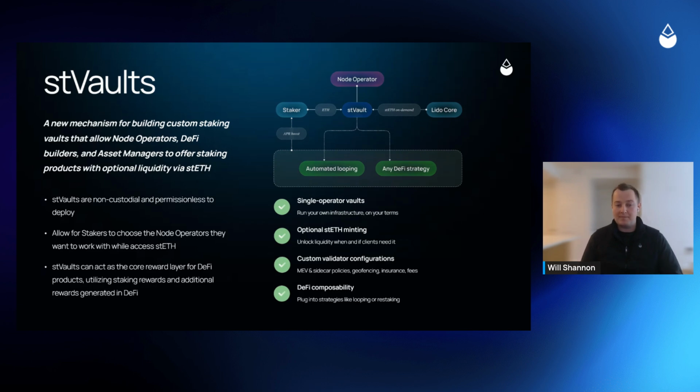Unlike Lido Core, users with stVaults can choose specific node operators to stake with, and that allows for a lot of customization for how infrastructure is operated. When you stake with an stVault, the ETH is used to fund validators that are operated by the node operator of your choice, where ETH is then staked and earns rewards. The staker then has the optionality to mint stETH against the locked collateral position, which is that ETH in the validators that's earning rewards. And then they can access the liquidity benefits of stETH if they so choose.